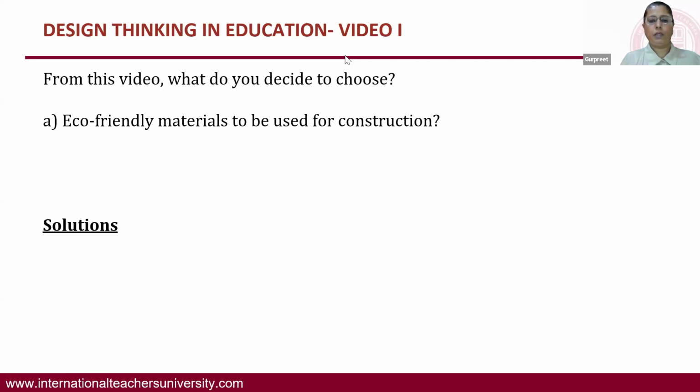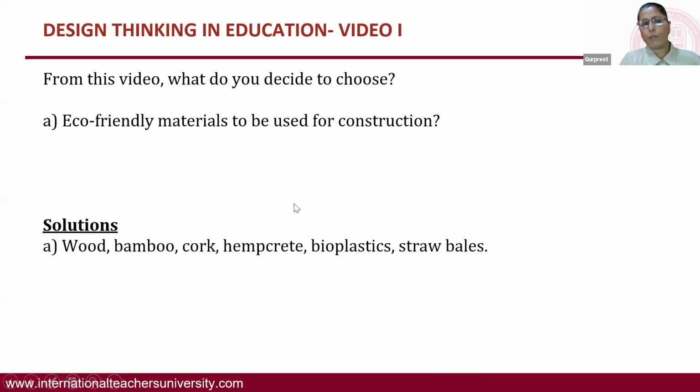Okay, mud, water, wood, brick. Limestone is not eco-friendly. Bamboo, yes, of course. So some of the eco-friendly materials are those which are present in nature, that is, organic. So wood, bamboo, cork, bioplastics, straw bales, all are eco-friendly.